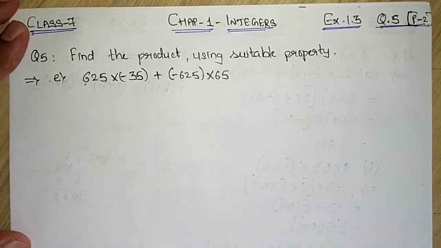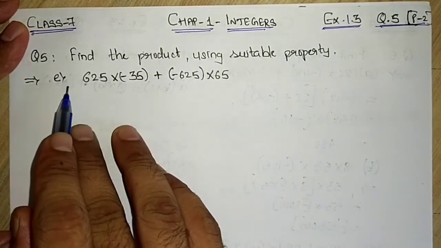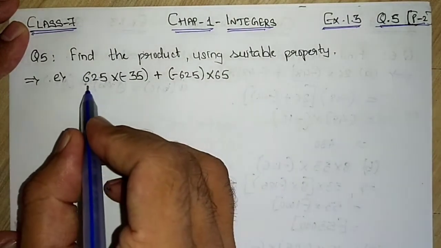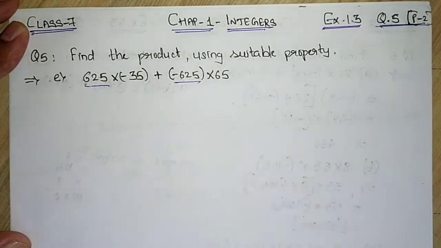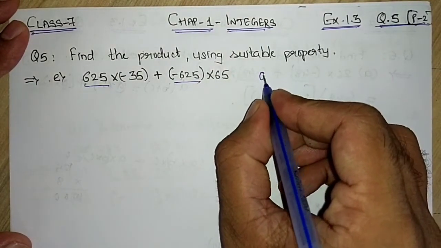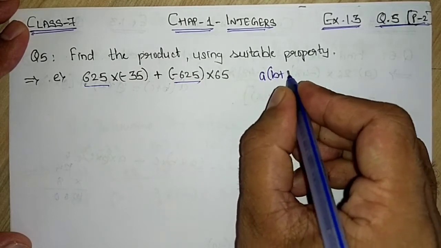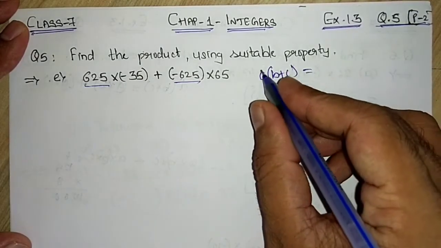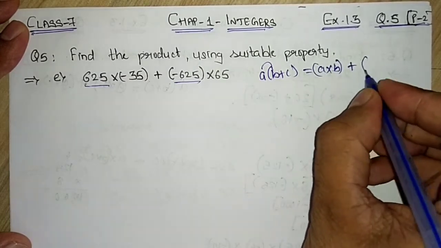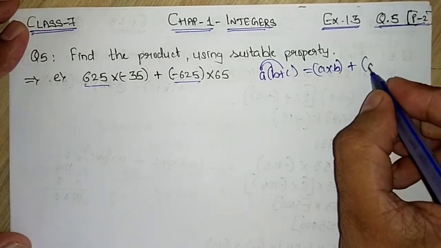Students, last time we used the distributive property. If you observe this question properly, here also we have two numbers common. So we can apply the distributive property, that is A into bracket B plus C is equal to A multiplied by B plus A multiplied by C.